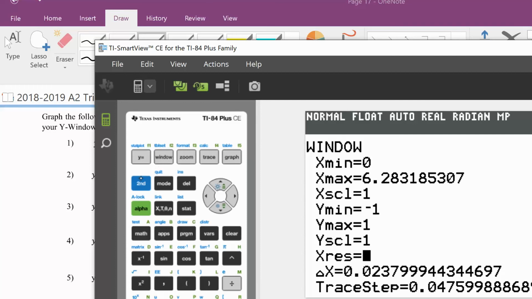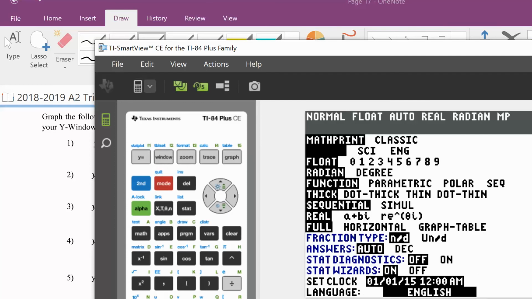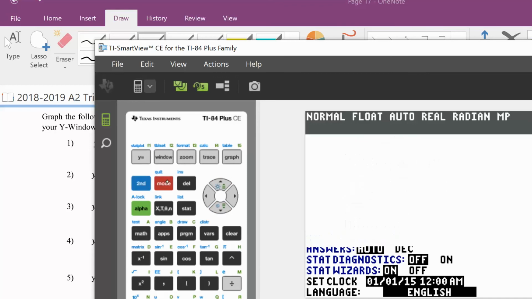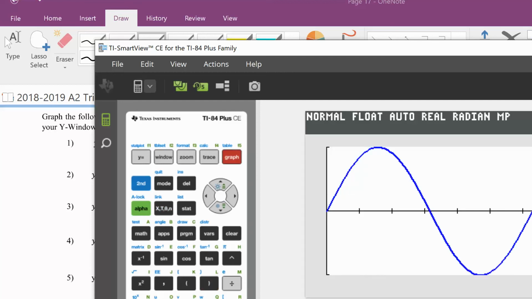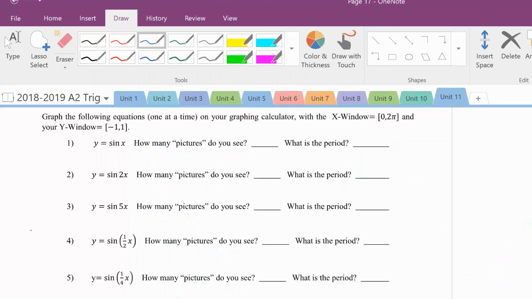All right, then we want to go to mode, and we want it in radian mode. Notice it's already there, but if yours is in degree, just highlight radian and hit enter. And then we go to y equals, and we're just going to type in sine x. Hit enter, and then graph. So notice there's one cycle of the graph, right? Sine x, you see one picture, the period is 2 pi.